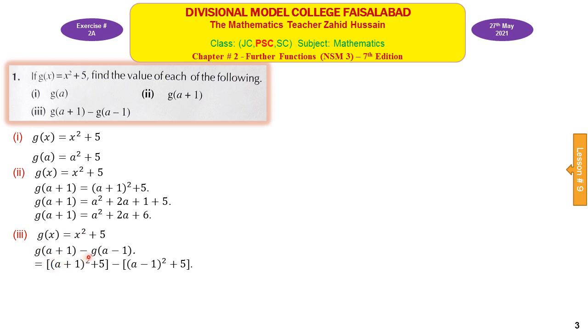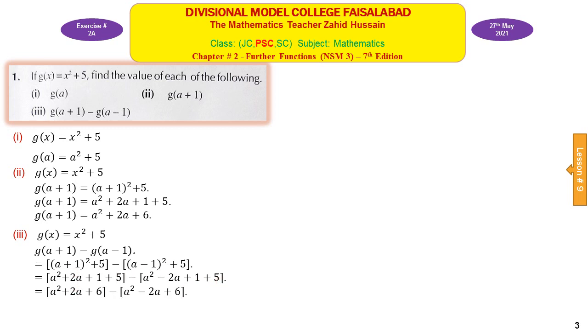Replace x with a plus 1, take its square plus 5, then minus this minus sign, and we will take the value of this function at x is equal to a minus 1 within the second square brackets. A minus 1 whole square plus 5. Now expand within the bracket, simplify within the bracket. First we will remove this round bracket, and we will take the square of a plus 1. Square of a plus 1 is a square plus 2a plus 1 plus 5, and square of a minus 1 is a square minus 2a plus 1 plus 5.